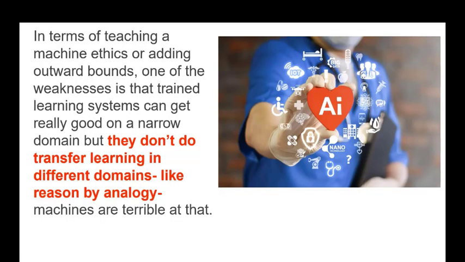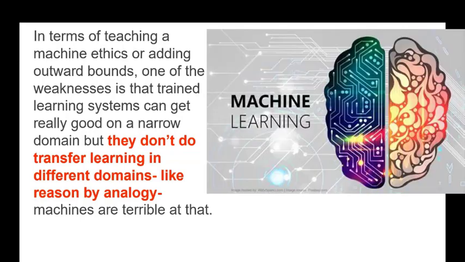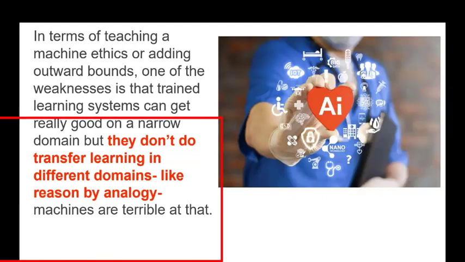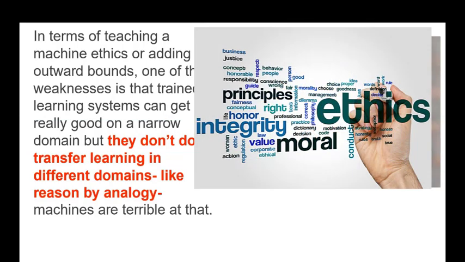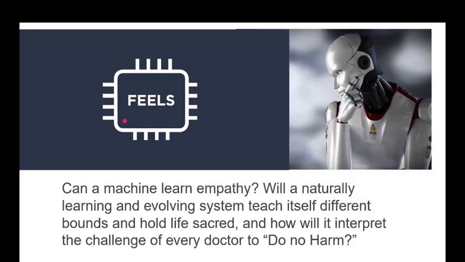In terms of teaching a machine ethics or adding outward bounds, one of the weaknesses is that trained learning systems can get really good on a narrow domain, but they do not transfer learning in different domains like reason and analogy. Machines are just flat terrible at that. So can we teach a machine ethics? Can a machine learn empathy? Will a naturally learning and evolving system teach itself different bounds and hold life sacred? And how will it interpret the challenge of every doctor to do no harm?